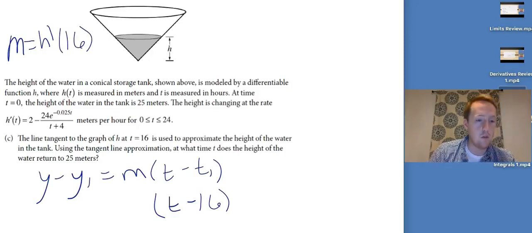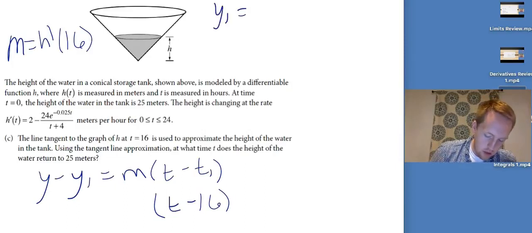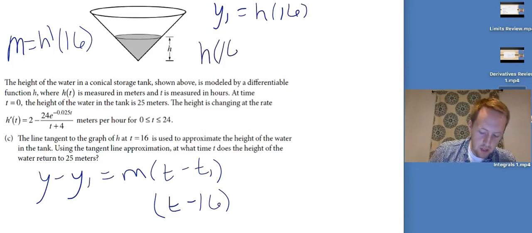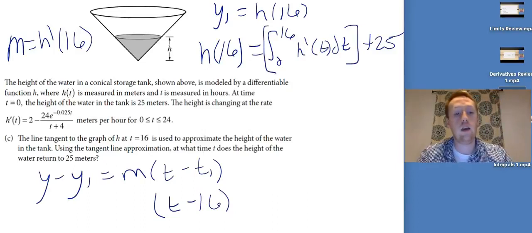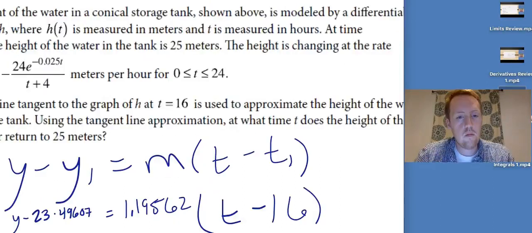Now I need to use h prime of 16. And that's going to be my slope. And then y1 is the height at time 16. Well, luckily for us, on the previous slide, we found out that this would just be h of 16 equals the integral from 0 to 16 of h prime of t dt plus 25. Remember, this integral gets done by itself. Okay, and pause for the calculator. Okay, made it kind of small, but there it is. Just plugged into my calculator and got those values. So that's the first thing.